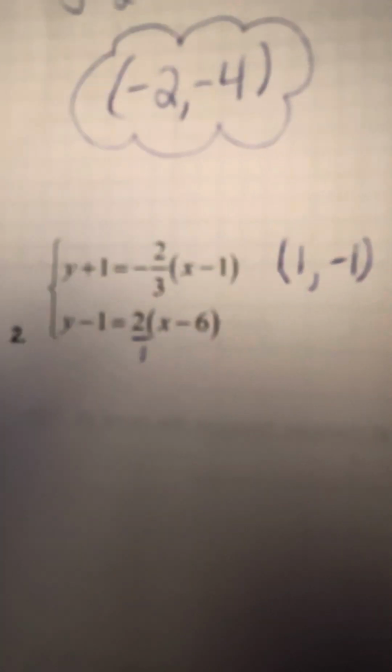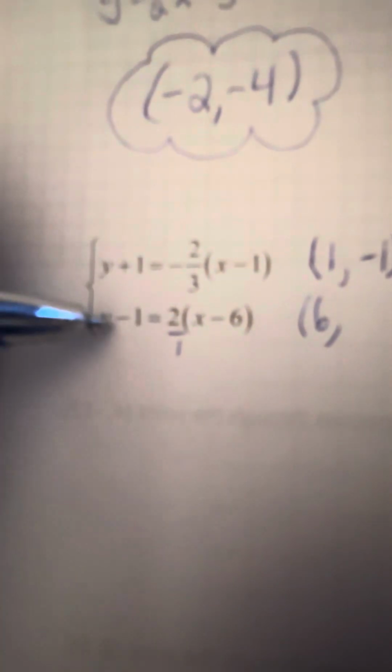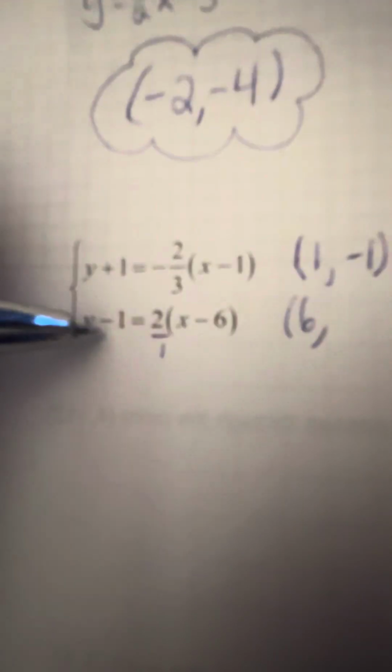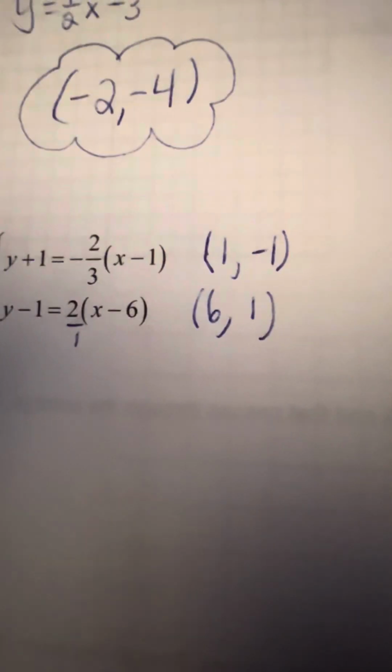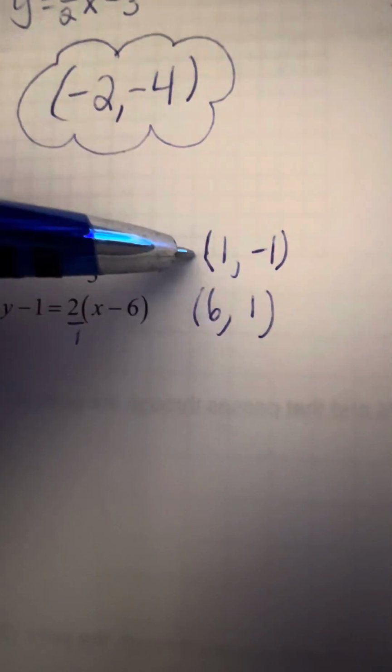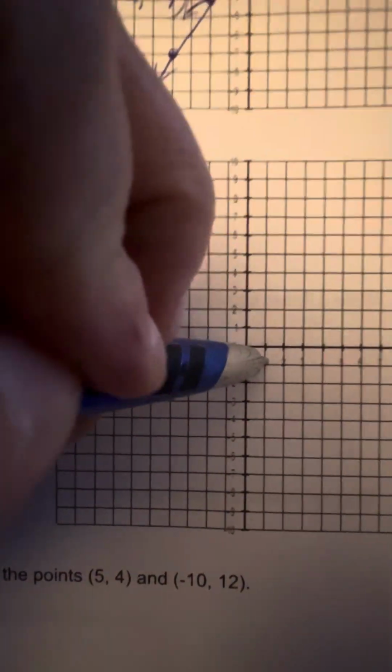I'm going to do the same thing down here. So this one, the x coordinate says -6, so that means it's a positive 6. And then the y is a -1, so that means that it is a positive 1. So those are the two coordinates that you have to start with for both of those lines. So we are going to start with this first one. We're going to go to 1, -1, and put the point there.